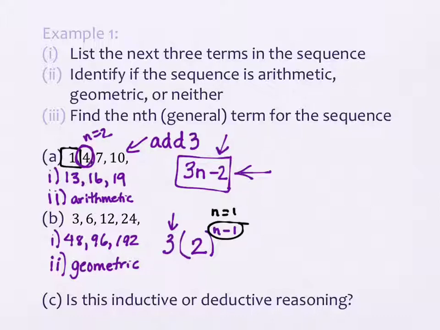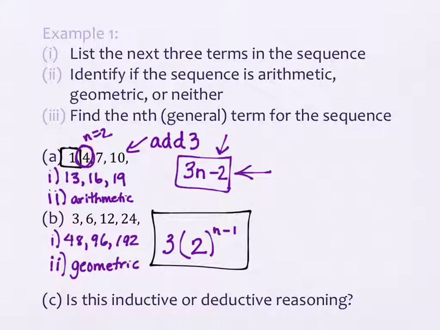Let's try it with a different n value. Try it with n equal to 3 just for fun. If I put in n equal to 3, my exponent is 3 minus 1, which is 2. And then I have 2 squared, which is 4, times the 3 at the beginning, which is 12. Is my third term 12? Yes, it is. So our sequence, I've kind of made our general term, is 3 times 2 to the n minus 1.